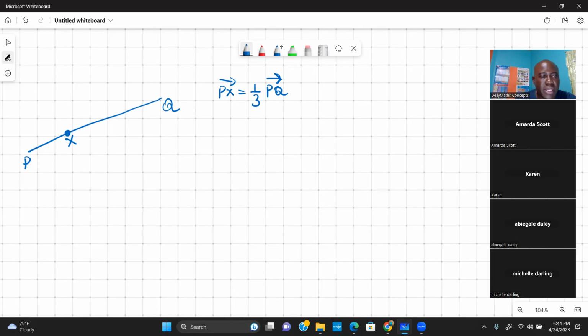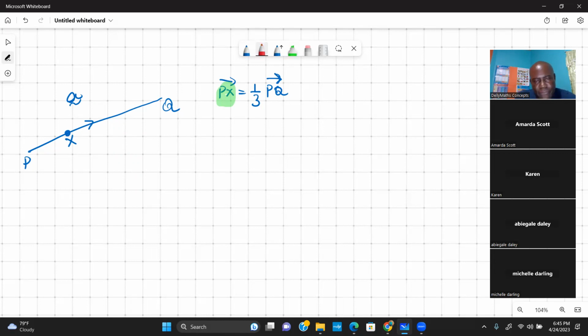They might give you what PQ is. They might tell you that from P to Q is little a. Or you could get components like 6/9 or whatever. Same principle. Now, this is valid information. You're just being told that P to X is 1/3 of the entire journey. No problem. I don't have a problem with that.